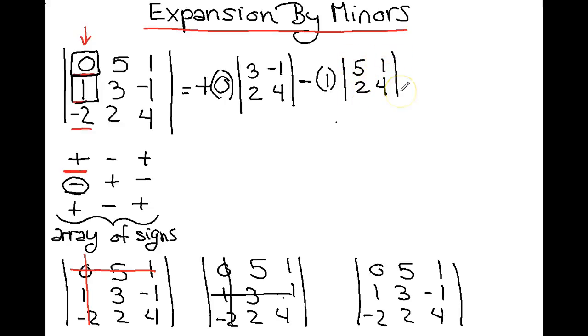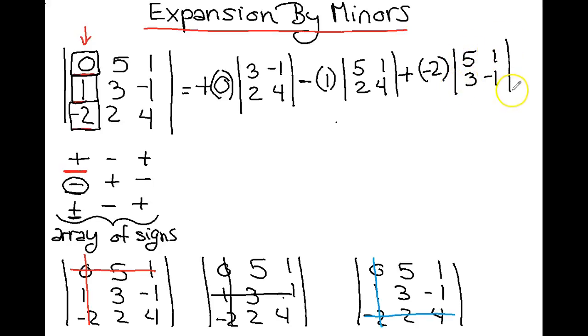5, 1, 2, 4. Now we're going to continue this process, move down to our negative 2 right here. Locate its sign in the array of signs, which is a positive, so I'm going to add this time. And I'm going to multiply by the negative 2. To find its minor, negative 2 is located in column 1, row 3. So I'm going to cross off column 1 and row 3, and we are left with the minor 5, 1, 3, negative 1.